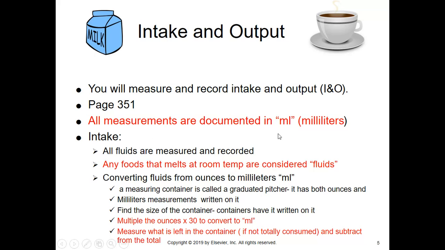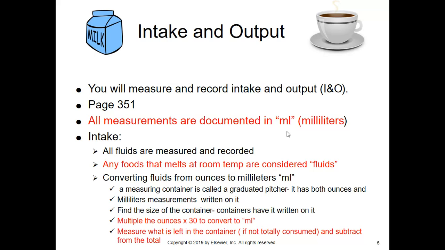We always document in mLs. So everything will be in ounces because that's how America measures things. But we have to take those ounces and convert them to mLs. So just remember that 1 ounce equals 30 mLs. So the patient has 3 ounces. I'm going to take 30 times 3. 90 mLs is what they have. If the patient has 1 ounce, she has 30 mLs.